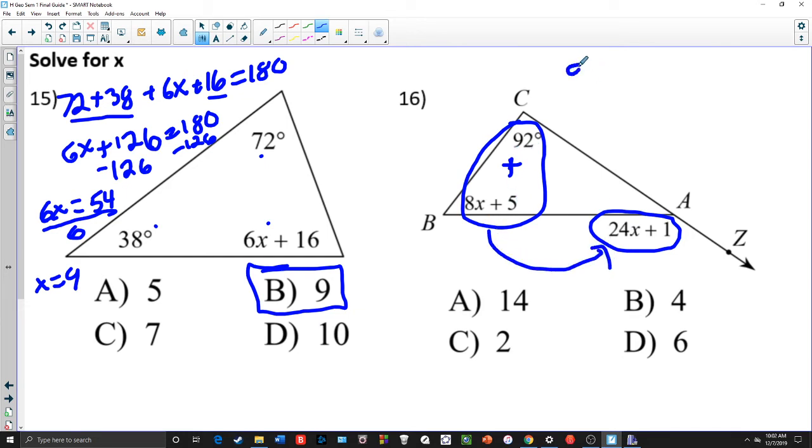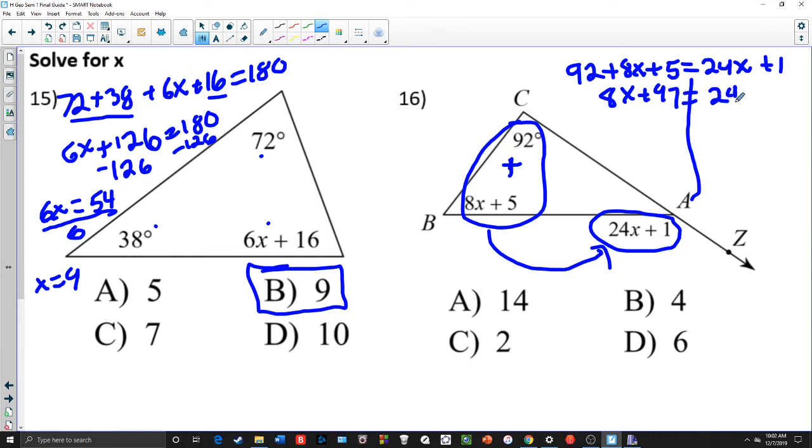So the two angles over here added together are going to equal the outside angle over there. So I'm going to have 92 plus 8x plus 5 is equal to the outside angle of 24x plus 1. This is called the exterior angle theorem. Again, if you're not going to remember it, something probably to write down on a note card. So I'm going to combine my like terms here. So 92 plus 5 is going to give me 8x plus 97 is equal to 24x plus 1.